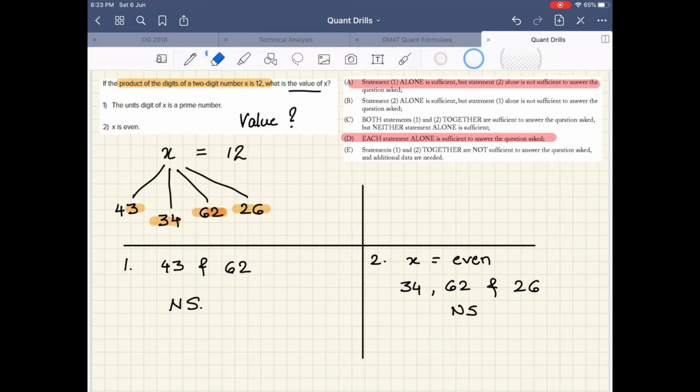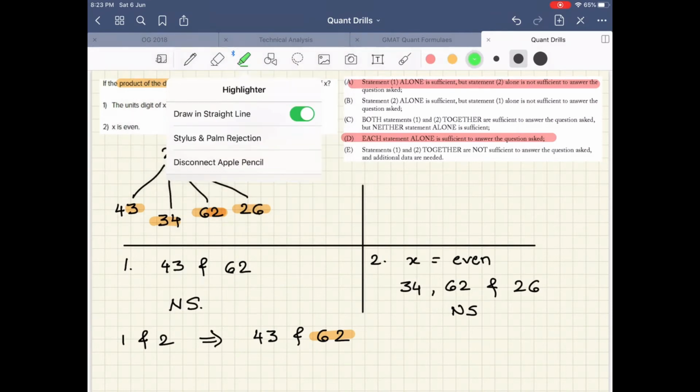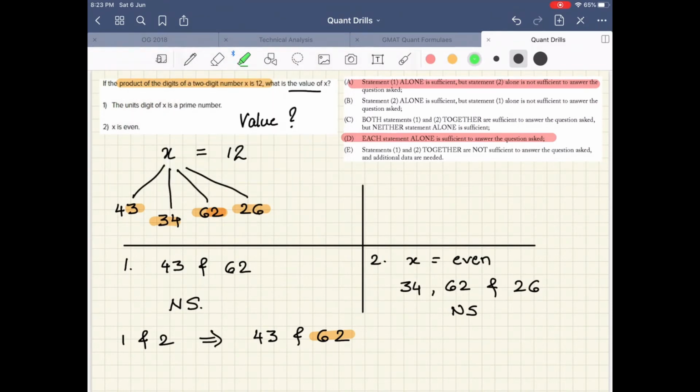Now let us try both. So 1 and 2 together. From statement number 1 we have 43 and 62, and statement number 2 says that x is even, so I get 62. So both the statements together are sufficient to solve the question. So answer choice C.